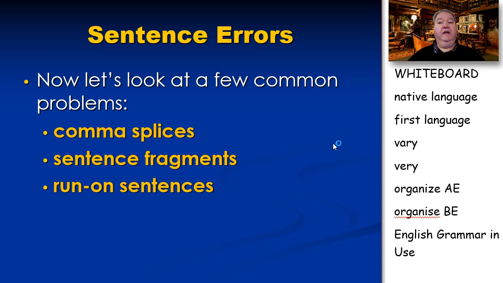Now, we've looked at how to write different sentence types. Now let's look at a few common problems. Some sentence errors. And the reason we look at these is because, as it says here, these are common problems, not just with ESL students, but with English speakers, including native English speakers, who often make these mistakes. It's just like subject-verb agreement, or capitalization problems, or singular plural problems. Those are basic problems, but many people make them.